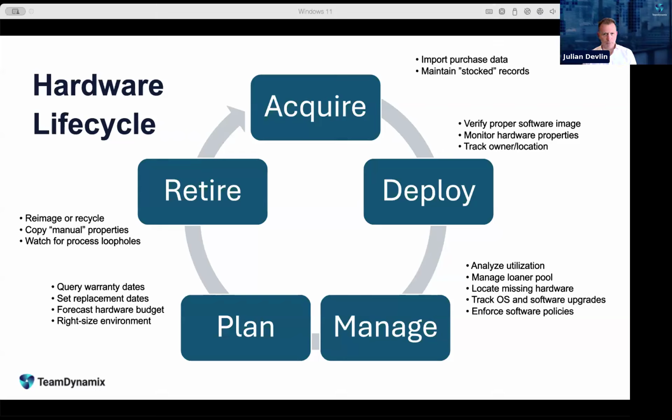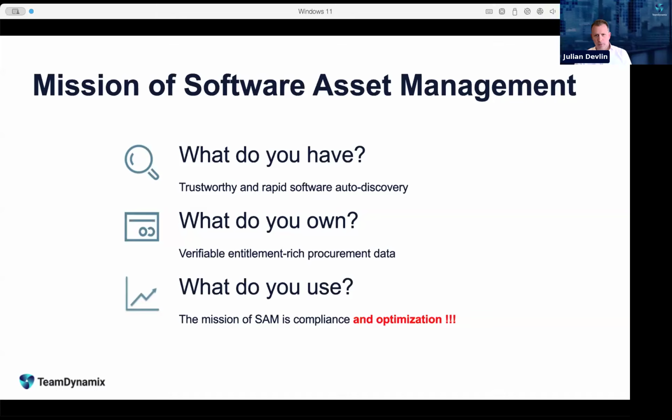So let's talk about software next. So the mission of software asset management, we like to think of it as these three very high-level things. Number one is, what do you have? So what do you have within the environment? What is there today, regardless of how it got there? Just what's in the environment. Forget about whether you bought it; it just ended up there somehow. What's out there? What are the levels? How many copies are where?